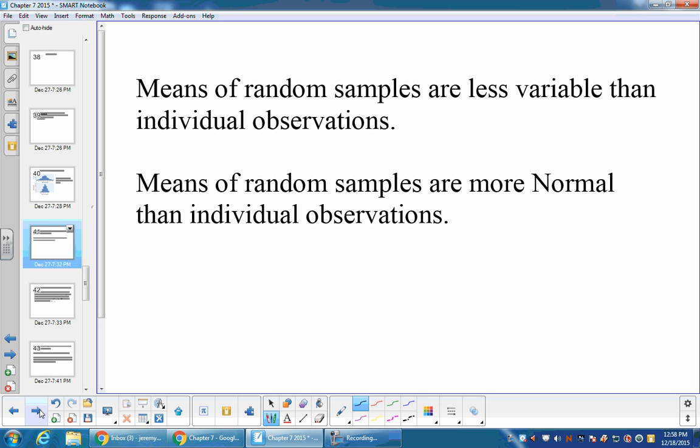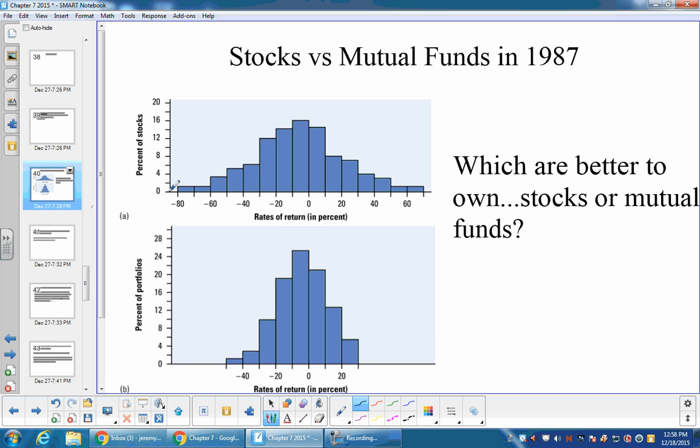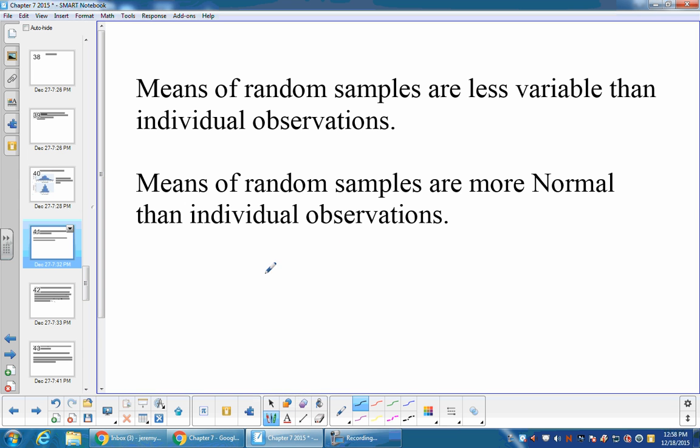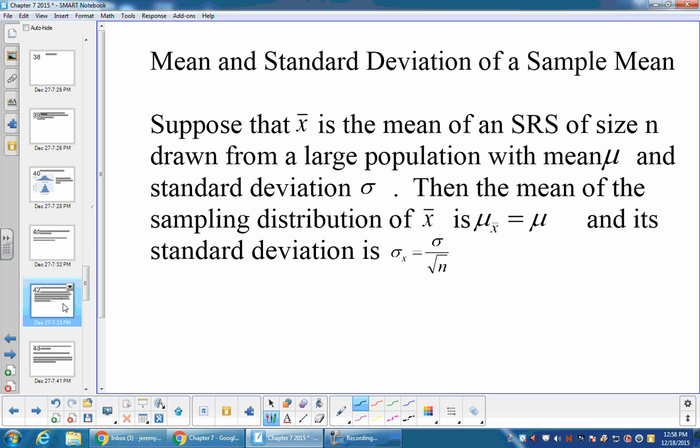So means of random variables are less variable than individual observations. Also, means of random samples are more normal than individual ones. You can see that both these look fairly normally distributed, but we'll learn more about the normality as we move along through this.